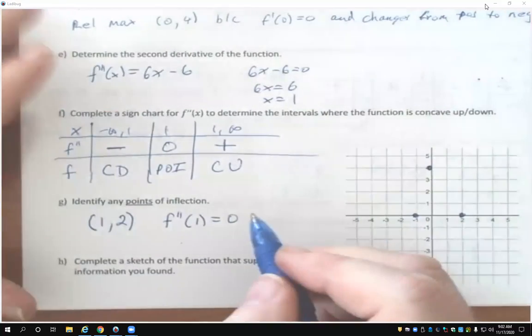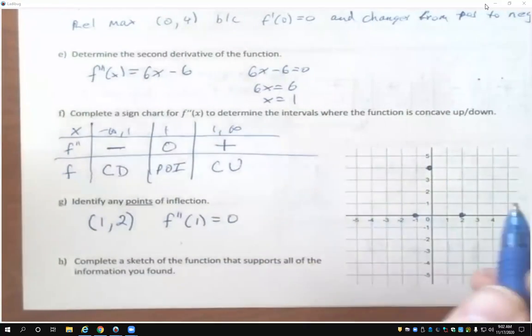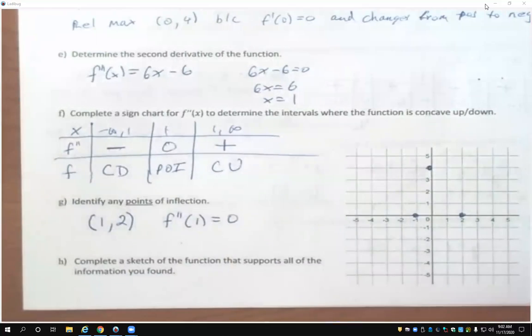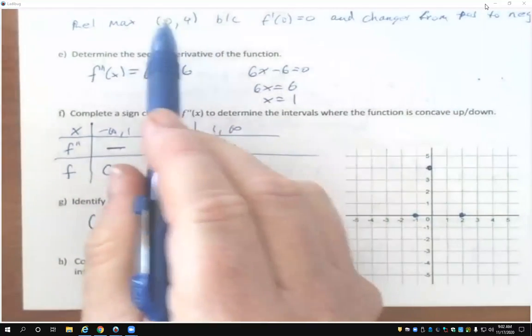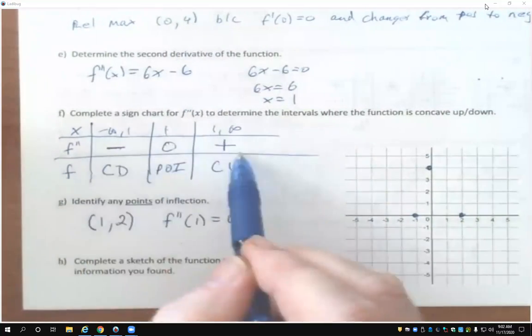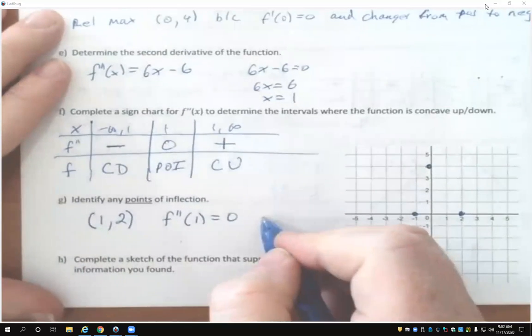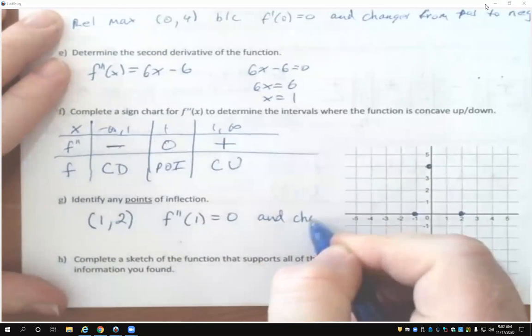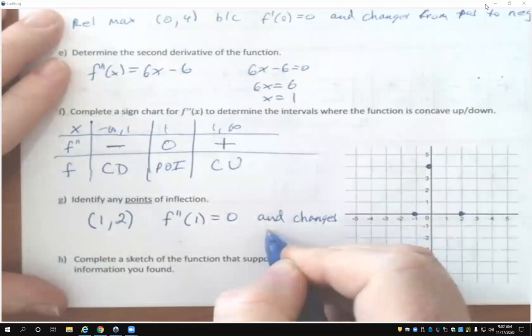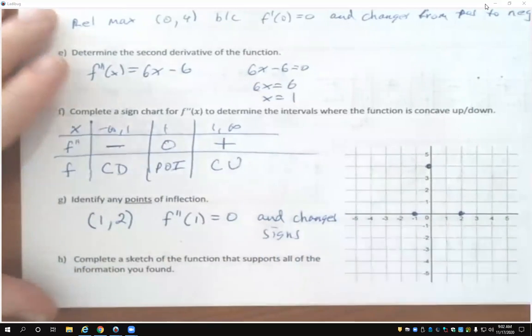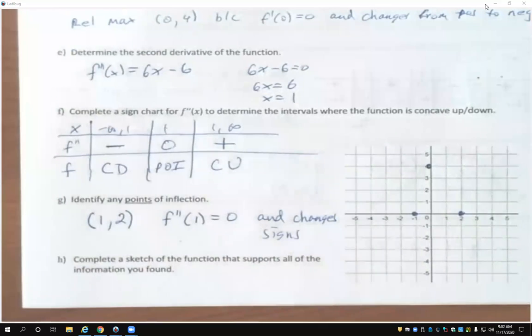And what has to happen? We don't have to change from positive to negative or negative to positive. We just have to do one of them. Unlike mins and maxes, it's not so specific. As long as we are changing signs, we have a point of inflection. It doesn't matter about positive to negative or negative to positive.